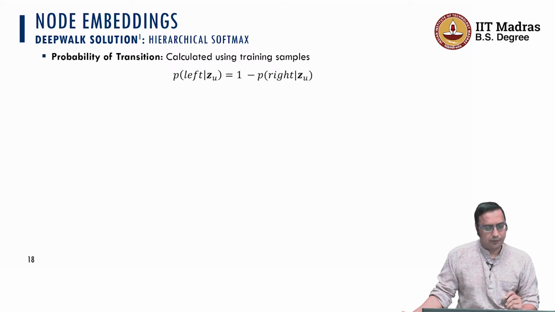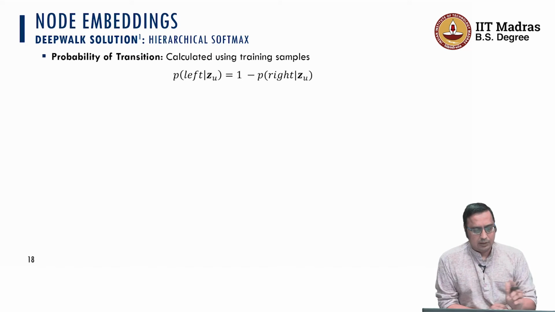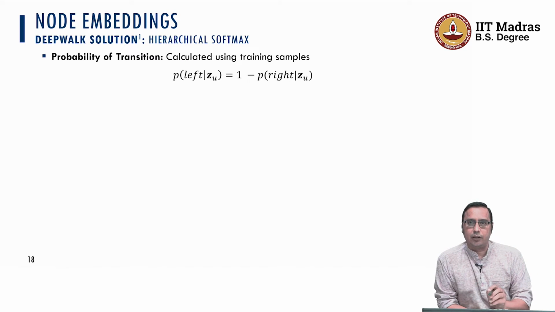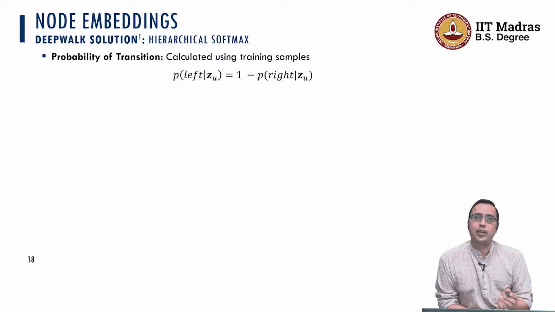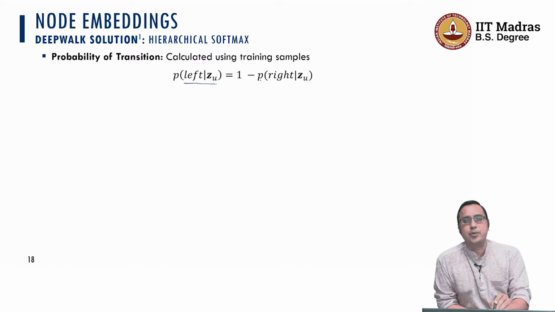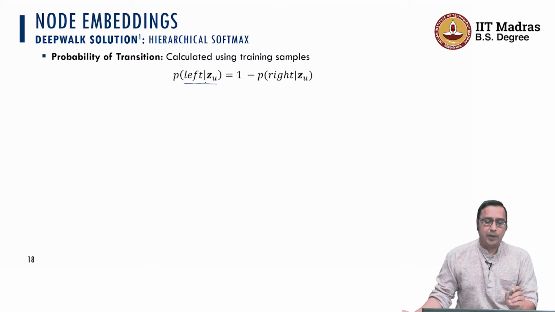So, what we are going to do is use a certain interesting structure of binary trees. In a binary tree, I can go either left or right. So, if I know the left probability, 1 minus left is the probability of right, or vice versa. Here, the probability of taking the left path given embedding ZU is equal to 1 minus the probability of the right path given ZU. And this probability can be calculated using training samples.